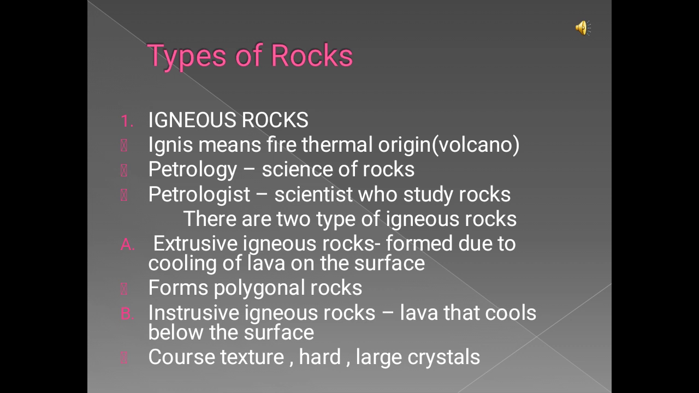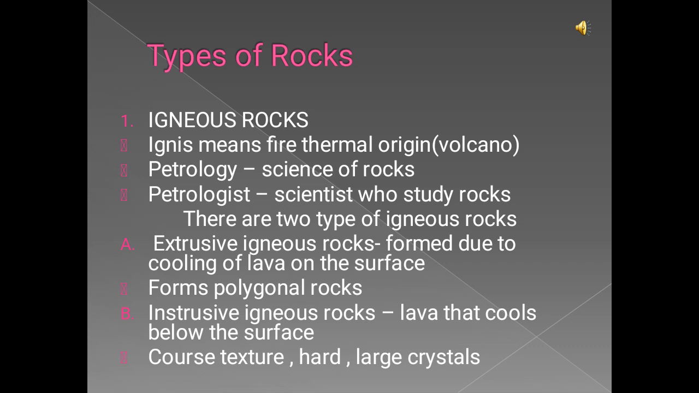Now, igneous rocks are further classified into two parts: the extrusive igneous rocks and the intrusive igneous rocks. Extrusive means those rocks which are formed on the surface of the earth. That means when a volcanic eruption occurs, the lava which comes out onto the surface cools down; that is the extrusive. And some lava just below the surface of the earth accumulates and cools down. This is called the intrusive igneous rock.